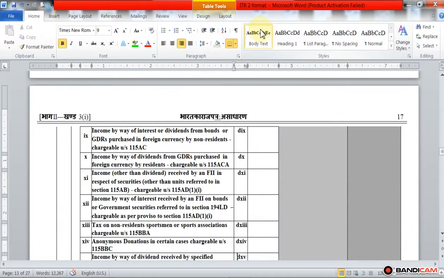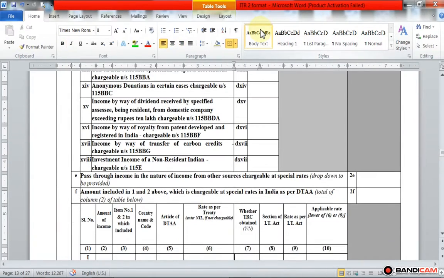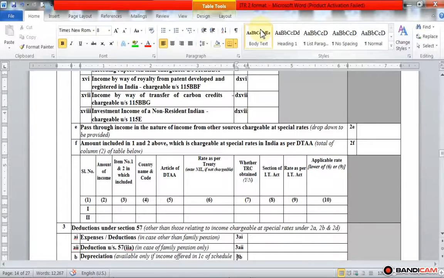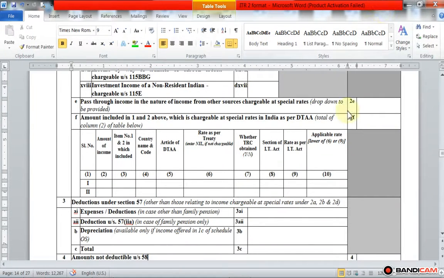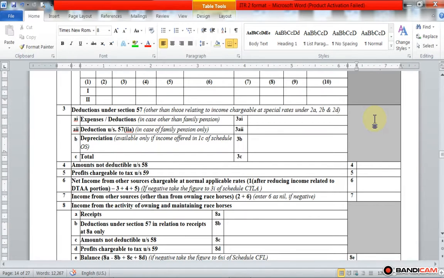Next one is amount included in 1 and 2 above, which is chargeable at special rate as per Income Tax Act or DTAA. So here we put the total. The next one is deduction under section 57 other than those relating to income chargeable at special rates under section 2A, 2B and 2D. Then expenses deduction in case other than family pension. So here family pension deduction is not taken into consideration.